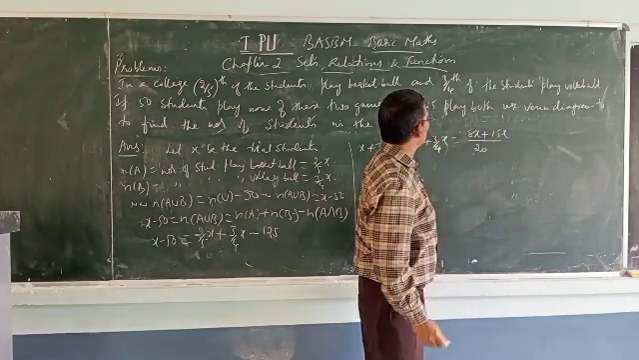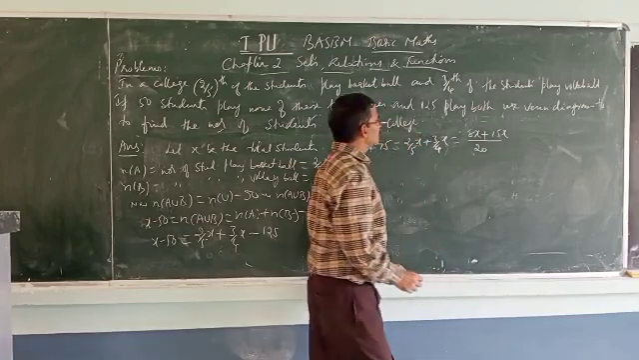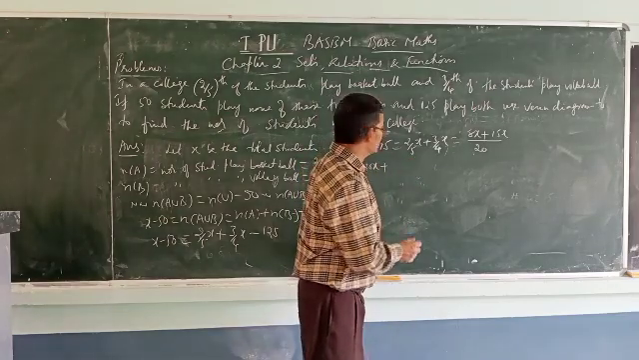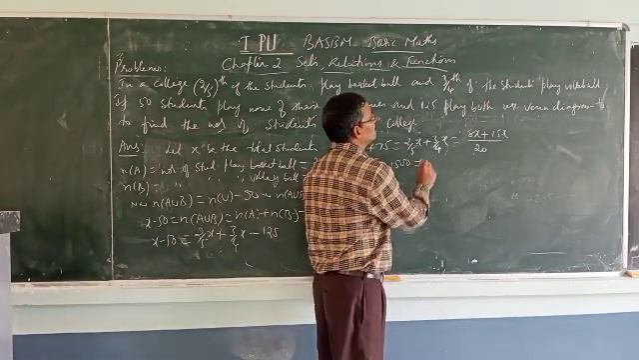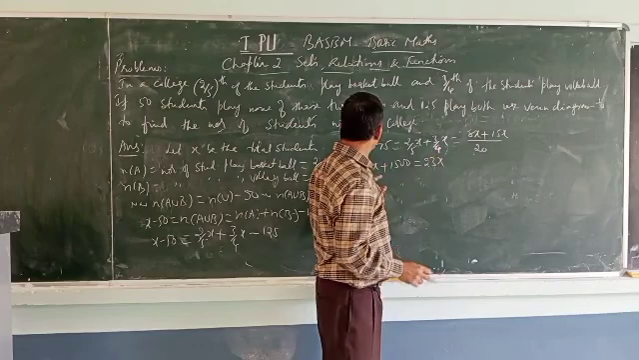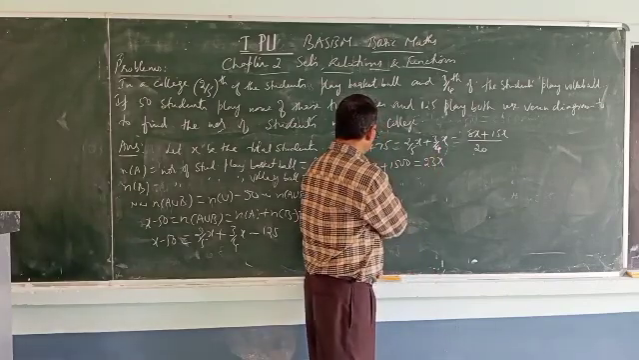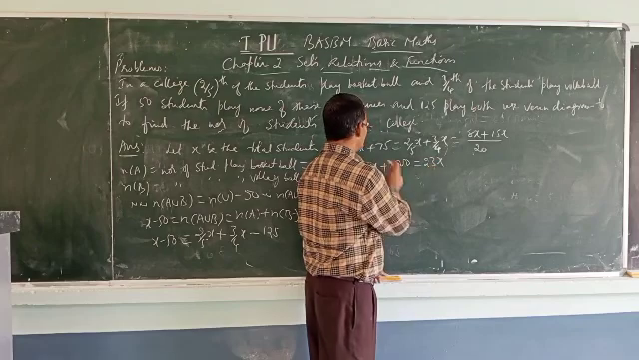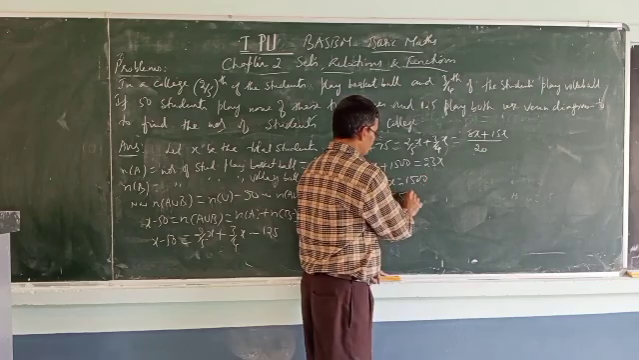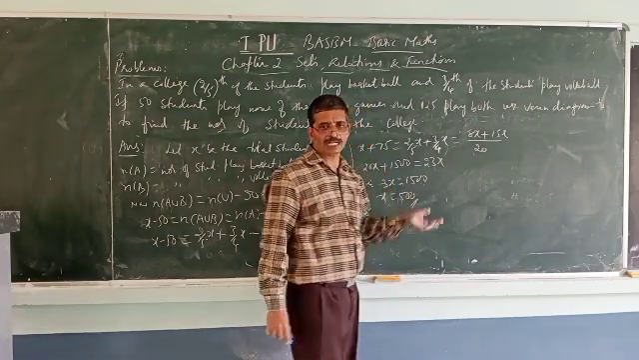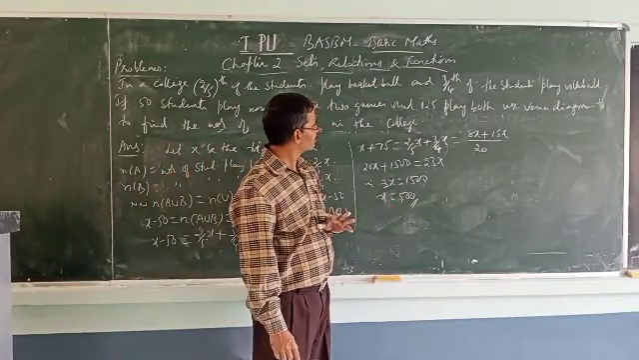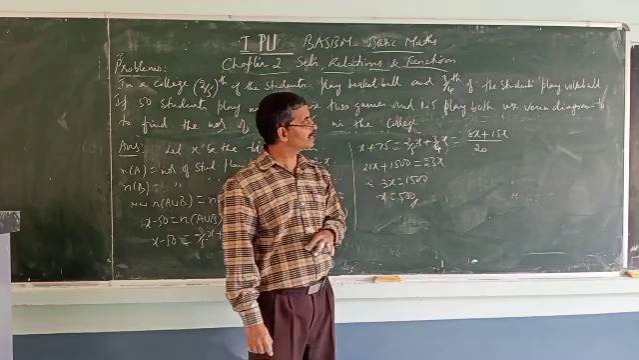So rearrange. Or this you can write as 20x plus 75 into 20, which is 1500, equal to 8x plus 15x, which is 23x. Rearrange, take this to the other side. That is 3x. You can write it like this also: 3x equals 1500, so x equals 500. This is just rearranging and simplifying the calculation. So now we can calculate the number of students in the college.